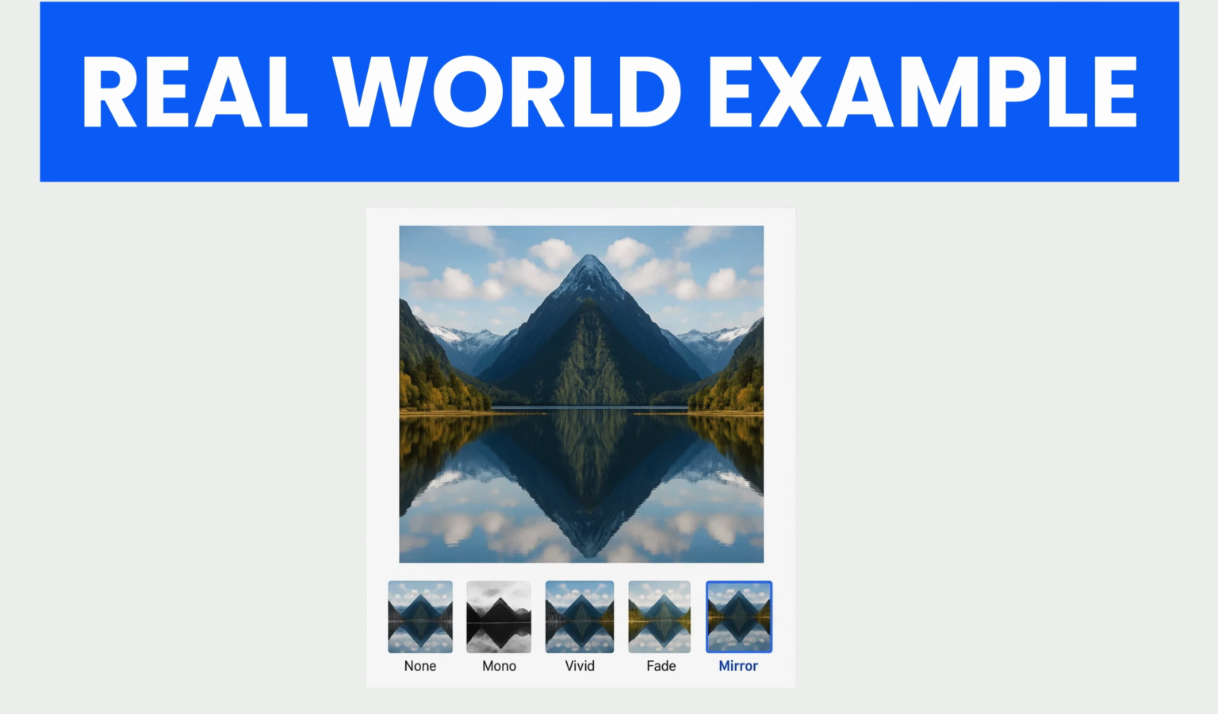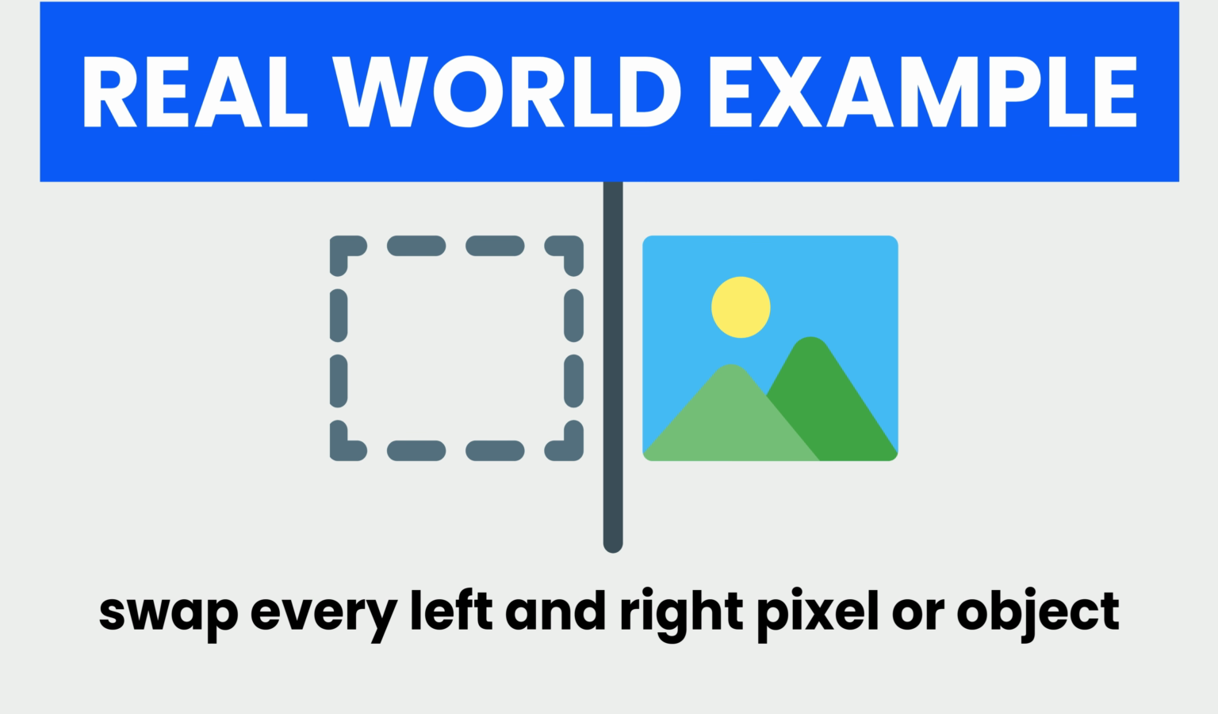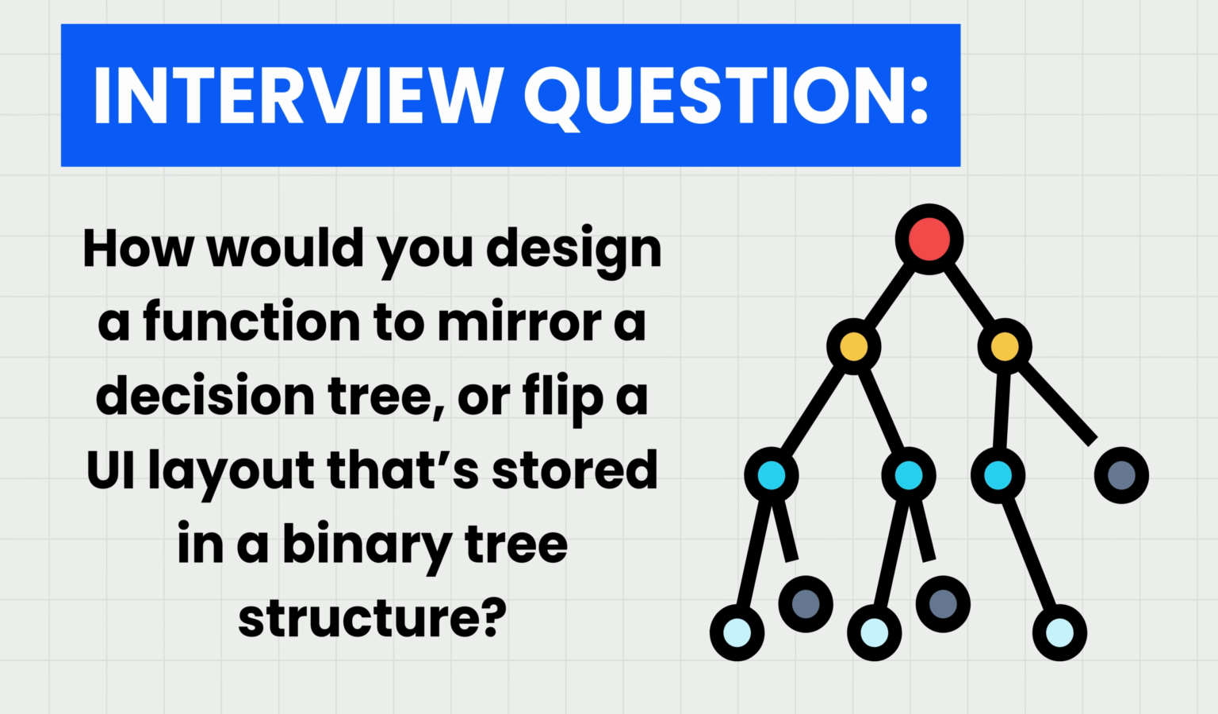Real-world example: imagine an image editing app with a mirror filter. To flip an image horizontally, you need to swap every left and right pixel or object. Similarly, inverting a tree mirrors its structure. Interviewers may ask, how would you design a function to mirror a decision tree, or flip a UI layout that's stored in a binary tree structure?